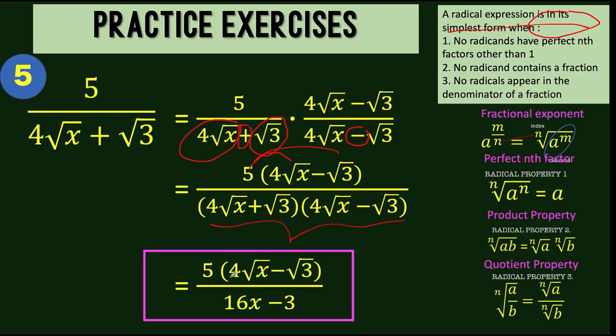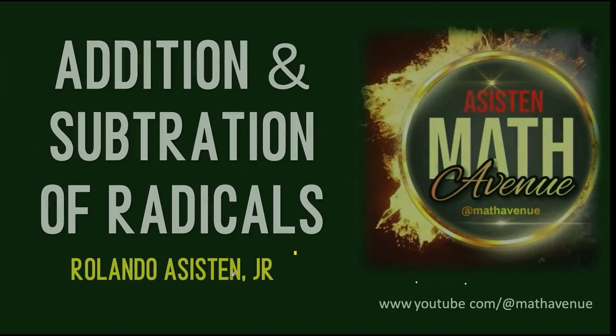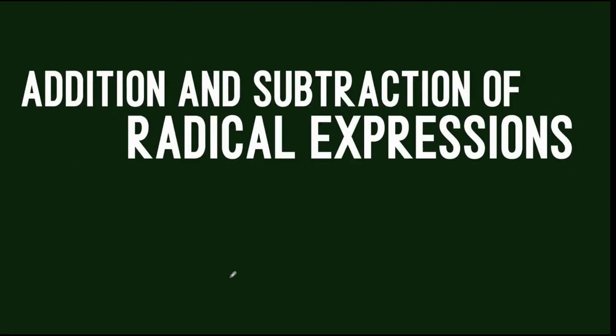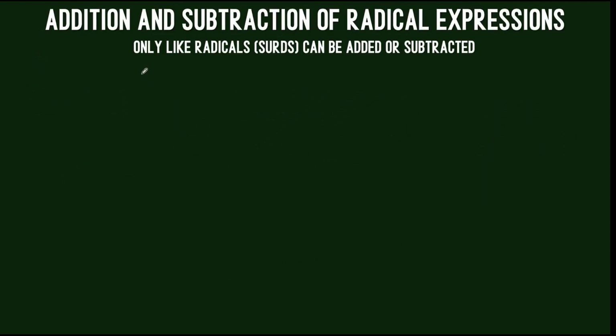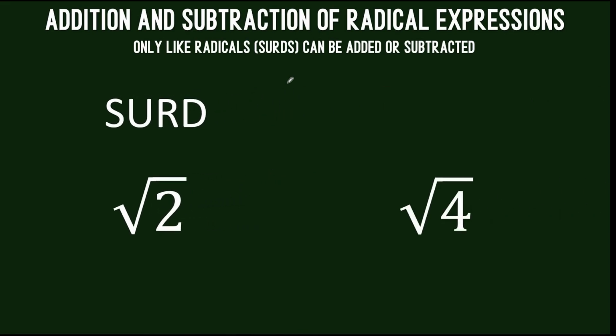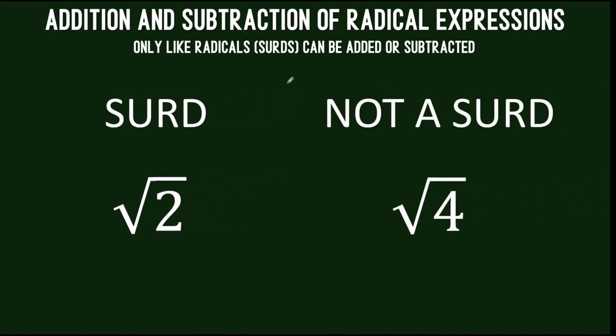Now, these skills prepare us for the next lesson, which is about addition and subtraction of radical expressions. So, the main concept here is only like radicals or surds can be added or subtracted. So let's talk about surds first. What are surds? Square root of 2 is a surd, whereas square root of 4 is not a surd. What's the difference between the two?